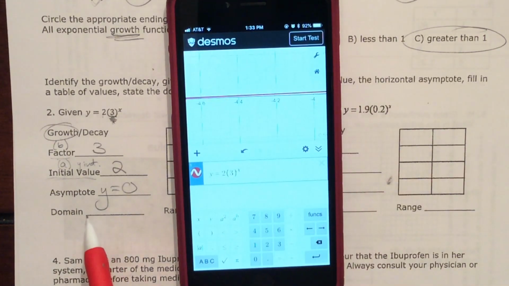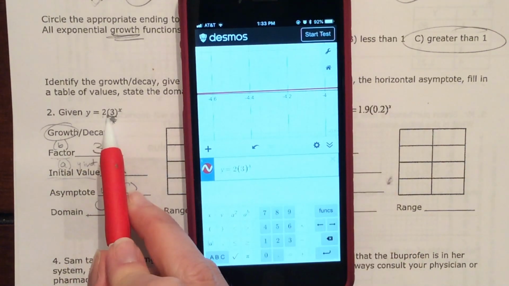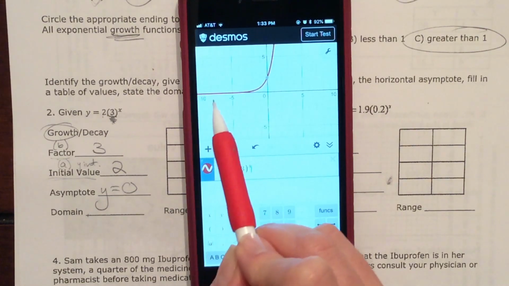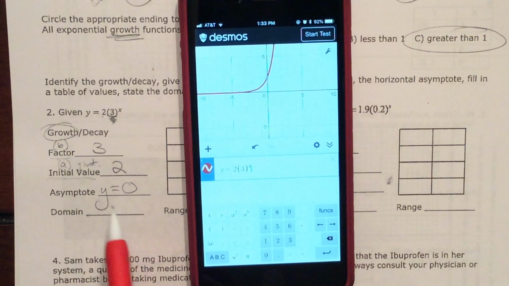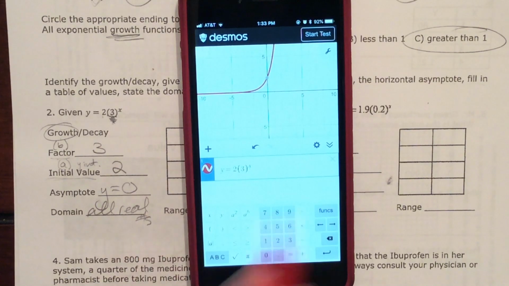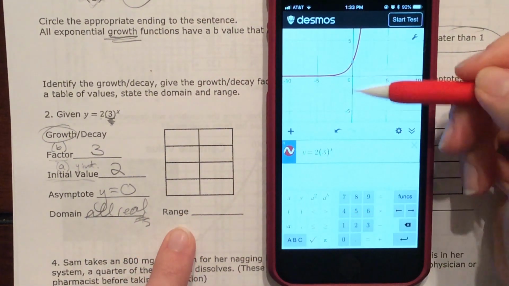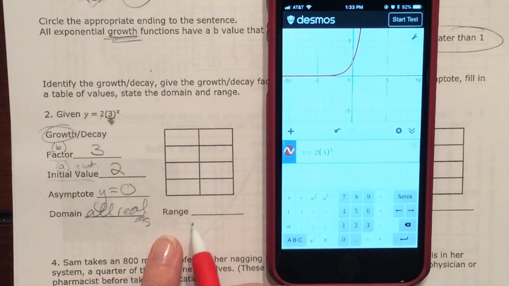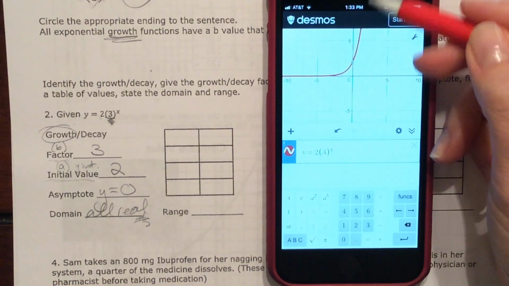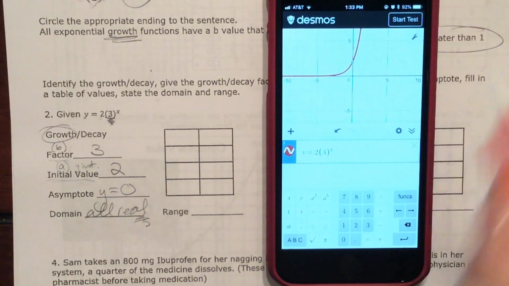Your domain, since we are dealing with just a function, and we do have arrows showing that it continues forever to the left, and it's going to keep going up and to the right, that's going to be all real numbers. Your range, how low is your graph going to go? Well, it's going to get really close to 0, but it's not going to cross or touch. And it's going to go up, up, up, and keep going forever. So we have y, and our boundary at 0, and it's everything that is bigger than 0. Not equal to, because there's that asymptote.